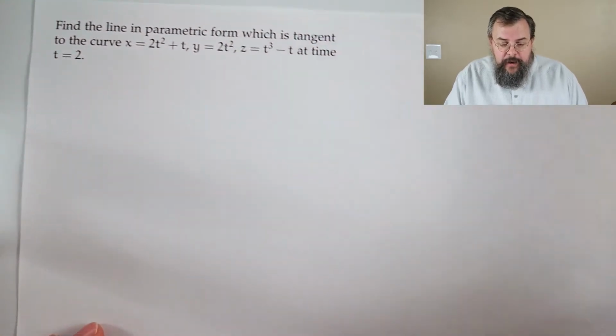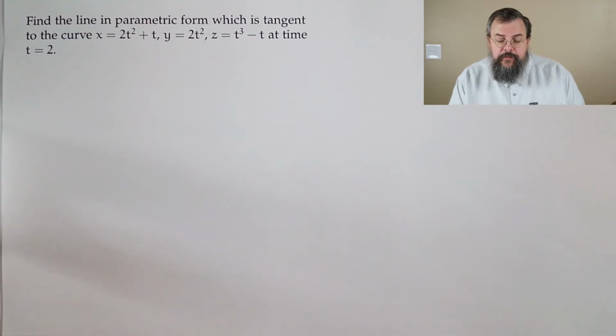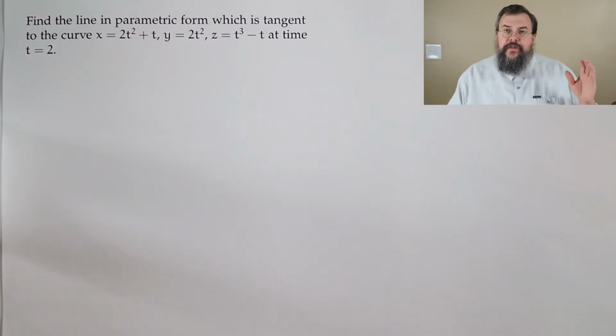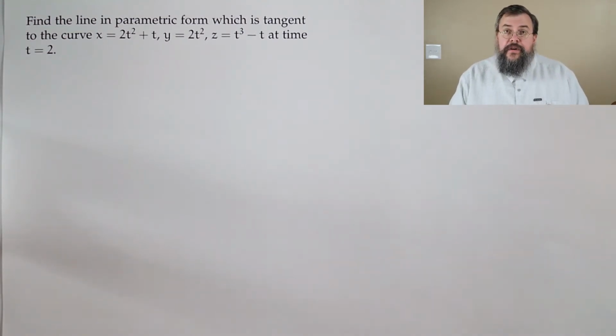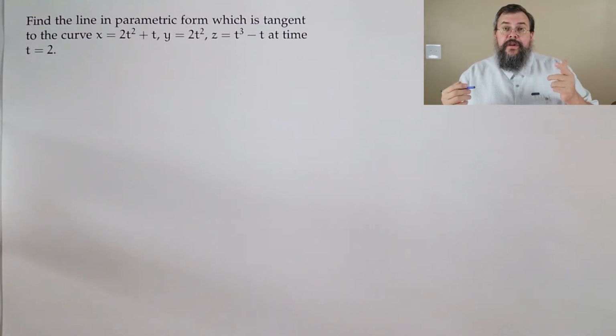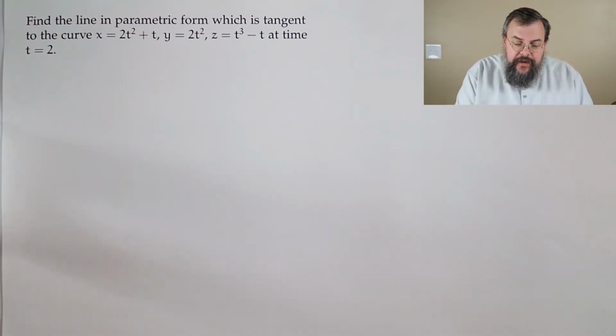So, our next problem. Find the line in parametric form which is tangent to the curve x equals 2t squared plus t, y equals 2t squared, z equals t cubed minus t, at time t equals 2. All right, this is just another straightforward problem, hopefully nothing too surprising. What do we need? We need a point and direction, because we're looking for a line. Whenever we're looking for a line, we always need point, direction. That's sort of our mantra for finding lines.